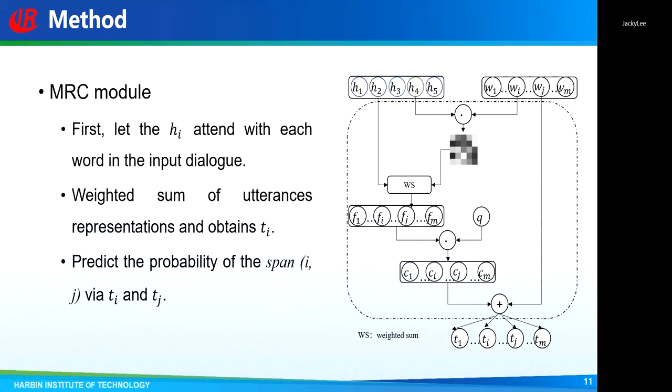Finally, we use the MRC module to predict the answer to questions. First, we let the H_i attend with each word in the input dialogue, W1 to Wm, and adopt a weighted sum of utterance representations and utterances T_i. We predict the probability of the span from i to j, where T_i and T_j.